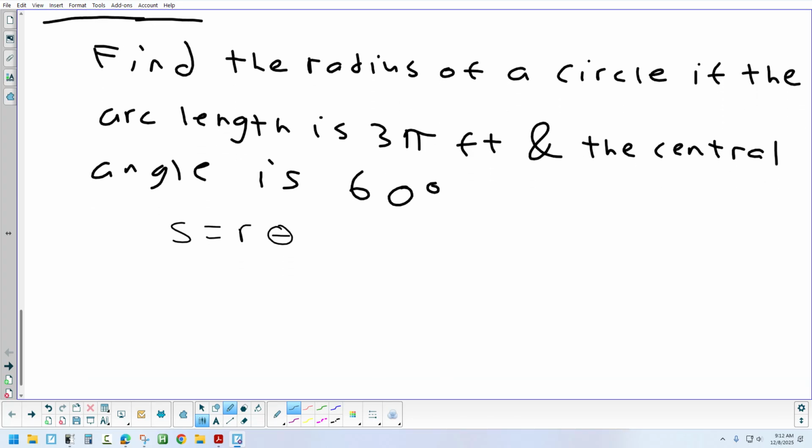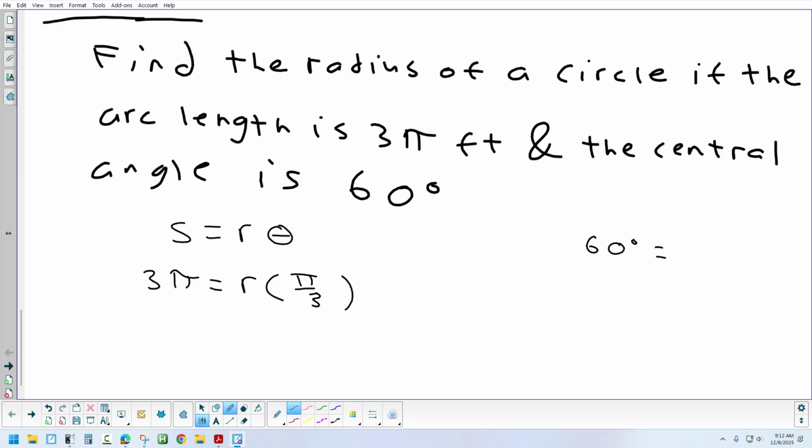So S is 3 pi. This time the S is 3 pi, yep. R is just going to stay. R stays, because that's what you're solving for. And then you have to turn 60 into radians. Right. We can't fill in that 60 degrees the way it is, because we have to convert it to radians. And what do you get when you convert 60 degrees to radians? Yep. Pi over 3. If you multiply by pi and divide by 180, 60 goes into 180 3 times.